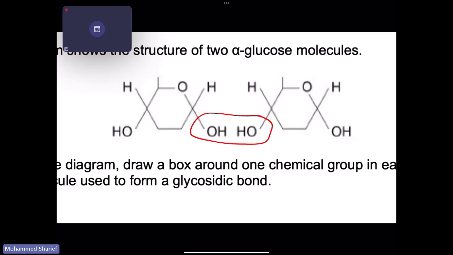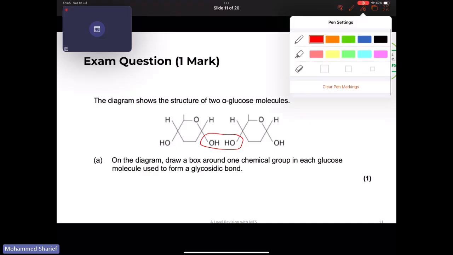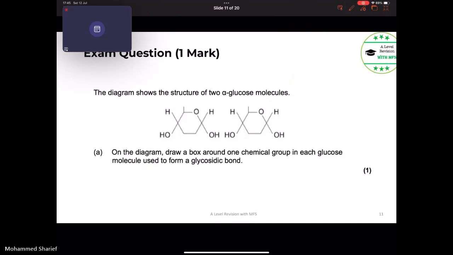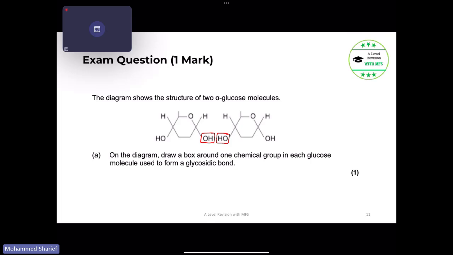But the question says one chemical group in each glucose molecule. So we're going to use that fact to draw our boxes. It's going to be between the OH group and the OH group. That's why you have to draw a box around. Okay, because the chemical bond is being formed between the OH of one alpha glucose and the OH of the other alpha glucose, forming a glycosidic bond, releasing a molecule of water in a condensation reaction.